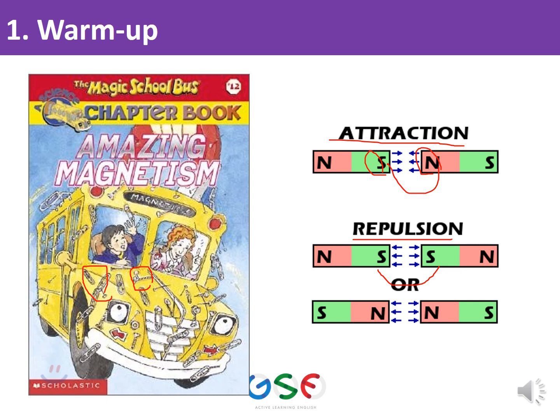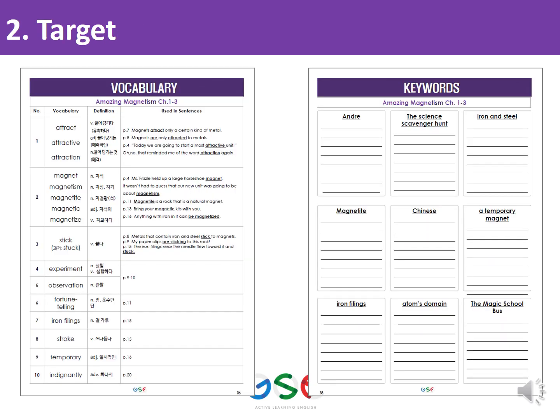each other. And this is a characteristic about the magnets. We're going to talk about the vocabulary and the keywords for chapter 1 through 3. If you take a look at the vocabs in here, we have attract, attractive, attraction, magnet, magnetism, magnetite, magnetic, magnetize. And we have the words stick, experiment, observation, fortune telling, iron filings, stroke, temporary, and indignantly.